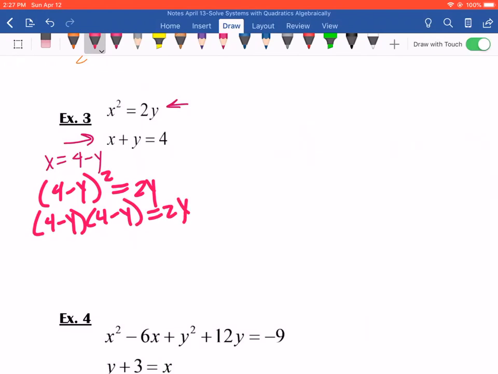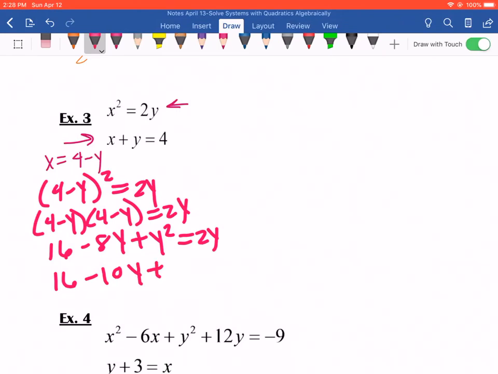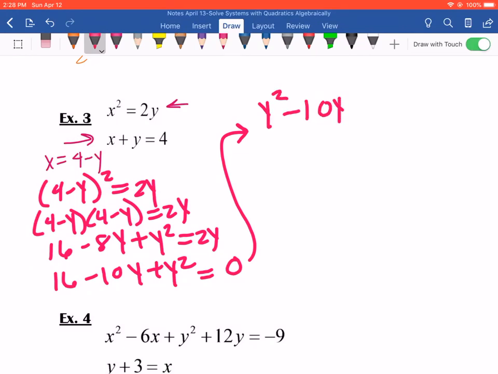Cleaning this up, we get 16 minus 8y plus y squared is equal to 2y. Cleaning this up further, I get 16 minus 10y plus y squared equals 0. All right, so now this is looking more familiar. However, you can see that this is not in descending order. So before we go to factor this, it's probably going to be easiest if we rewrite this. So when I rewrite this, I have y squared minus 10y plus 16 is equal to 0.